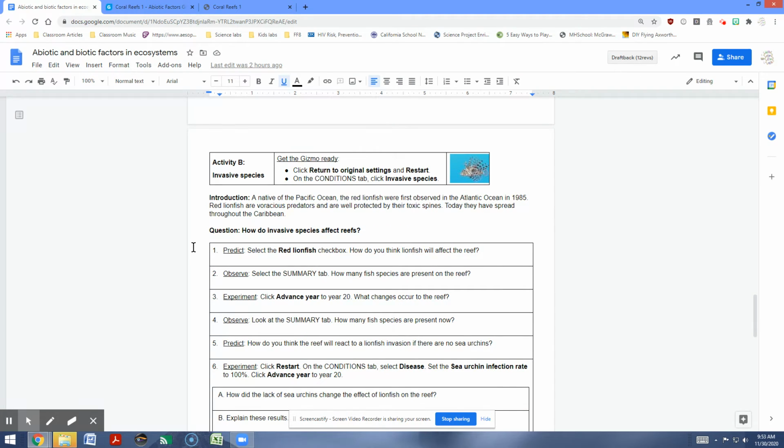Activity B is looking at invasive species. Now, this is where humans are really coming into effect and changing ecosystems. We're going to be looking at the red lionfish. So, the red lionfish is a native of the Pacific Ocean. It was first observed in the Atlantic Ocean in 1985.